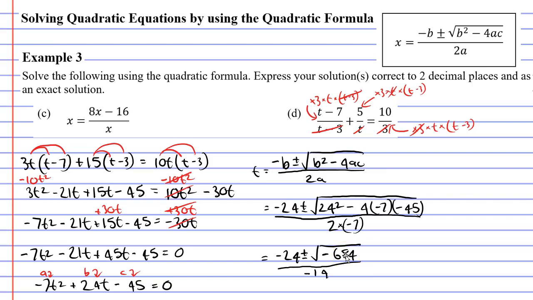And this is one of those situations where rather than having 2 solutions or even 1 solution, we actually have no solutions. This happens whenever you get a negative number under the square root sign. So we don't have to express our solutions correct to 2 decimal places or as an exact solution. We simply write that there are no solutions.